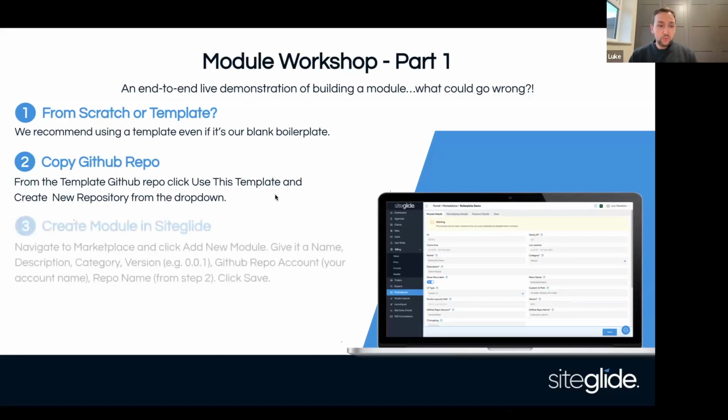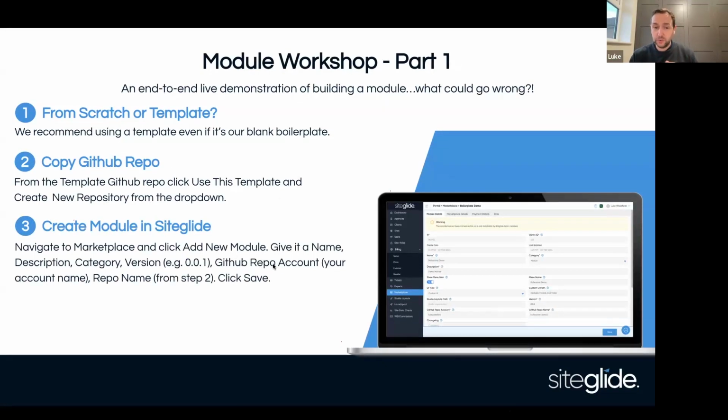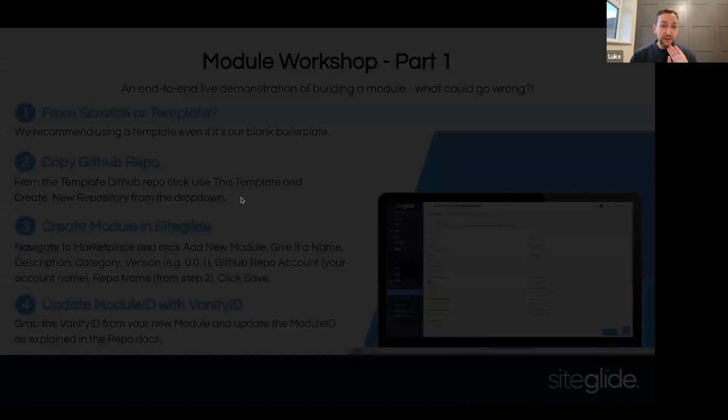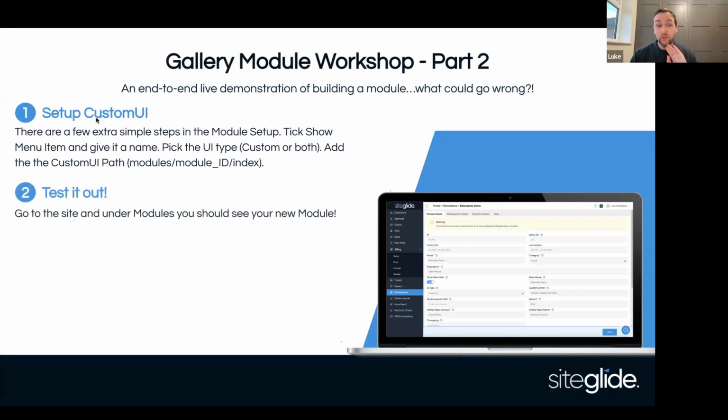From there, we will create the module in Siteglide, giving it a name, version and category, those kinds of things, and linking it to your GitHub repo. Once we're done with that, we do a few extra settings just to hook it up fully. We update the module ID so that it's linked to your repo and to the new module that you've created. And then finally, one step really to set up CustomUI, just to turn it on and make it appear in the left-hand side of the menu.